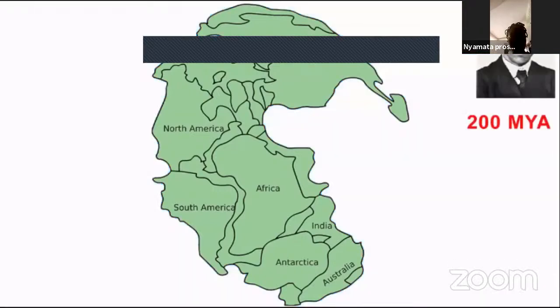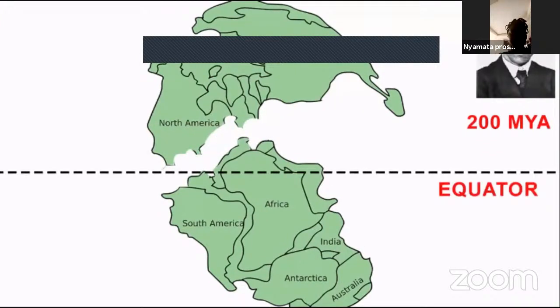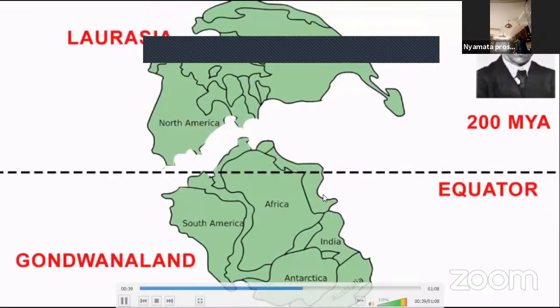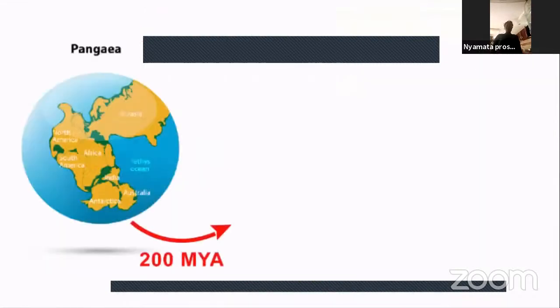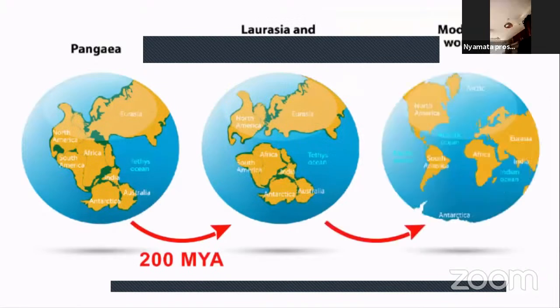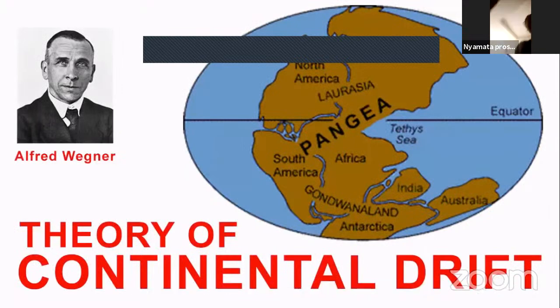Wegener argued that around 200 million years ago, the supercontinent Pangaea began to split. Pangaea first broke into two large continental masses, which were named Laurasia and Gondwanaland. These two continental masses formed the northern and southern components, as one was in the north and the other in the south. After that, Laurasia and Gondwanaland continued to break into the various smaller continents that we see today. So this was Alfred Wegener's theory on continental drift.